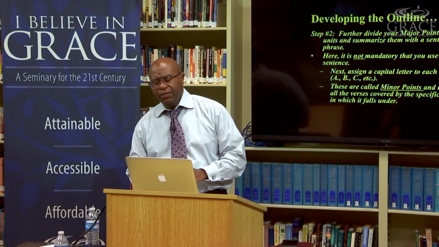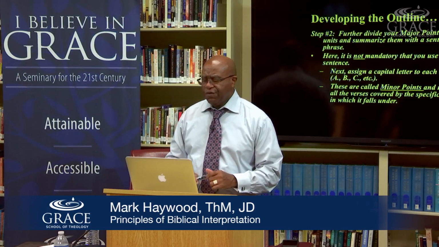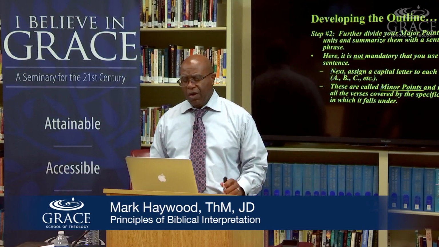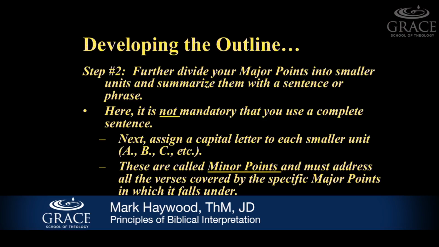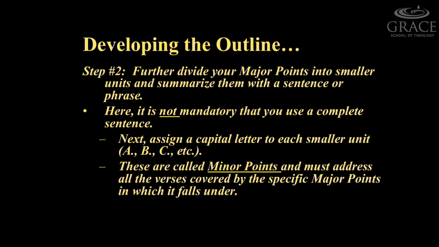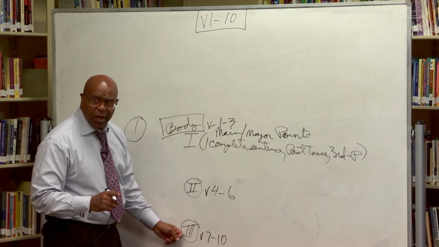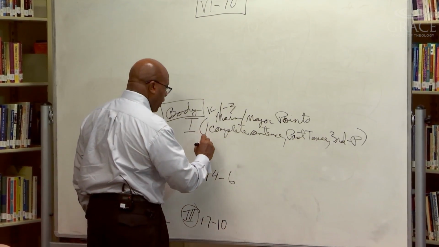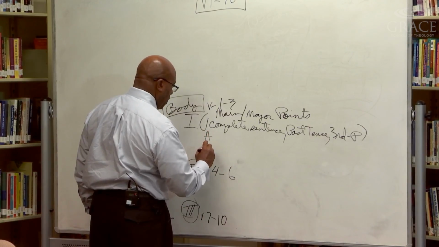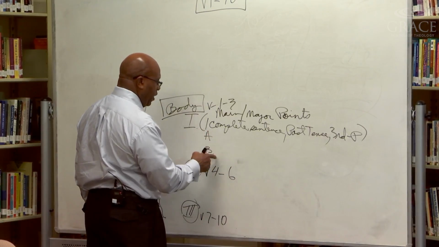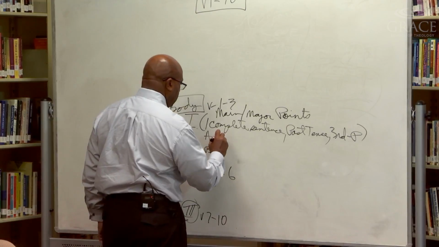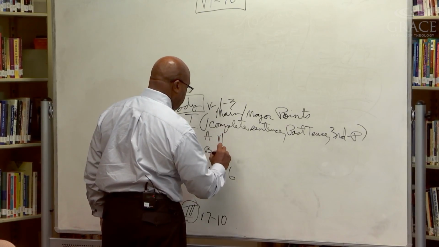All right, so step 2: further divide your major points into smaller units and summarize them with a sentence or a phrase. So now we take one step below. Remember, we said that these were the main or major points, right? So now we're at the A level. We'll just say A and B, because if you have an A, you've got to have a B. And this could be verse 1, and this could be verses 2 and 3.